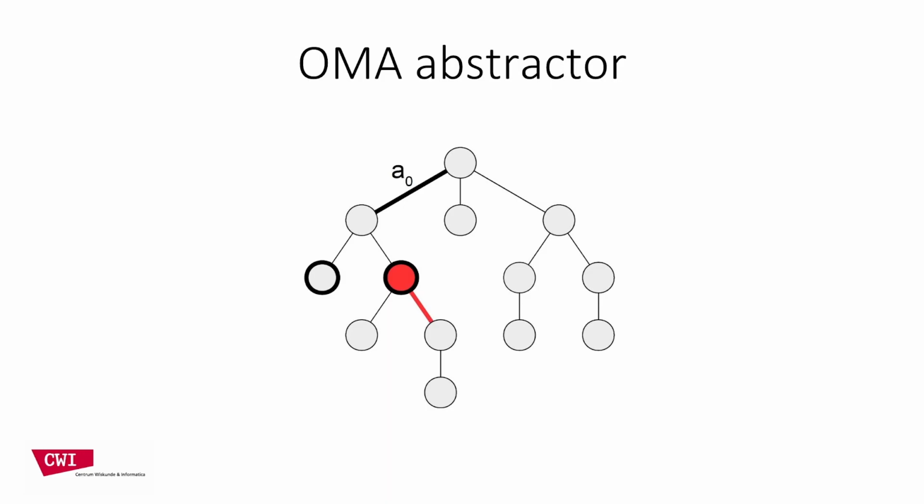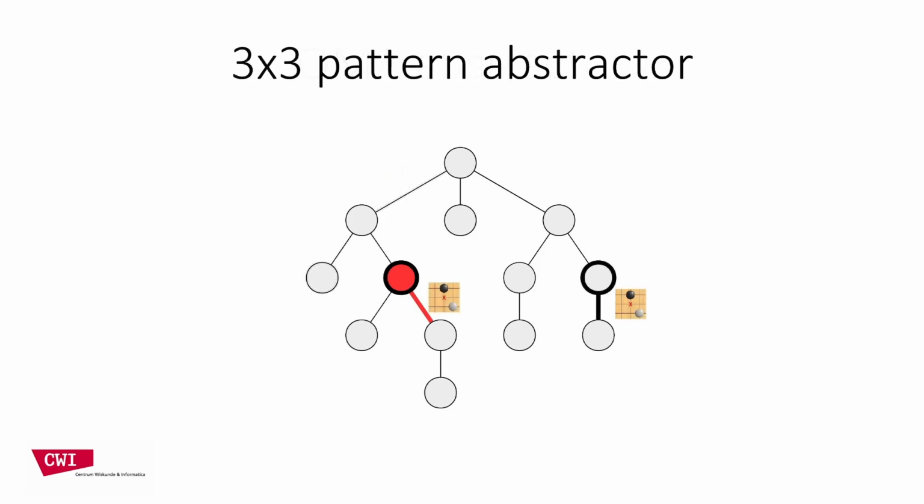The OMA abstractor, for example, for opponent move abstraction, considers all histories similar that have the same past actions of the currently moving player. Here, for example, the move A0. It abstracts away all actions of other agents in the current history, leading to the two marked nodes having their estimates shared in our toy tree. Another abstractor we're using is based on the local context of the action in question. It considers all histories similar in which we can take an action with the same local environment, ignoring the rest of the state. Here shown with local 3x3 intersection contexts in the game of Go. And such similar actions then share their value estimates.